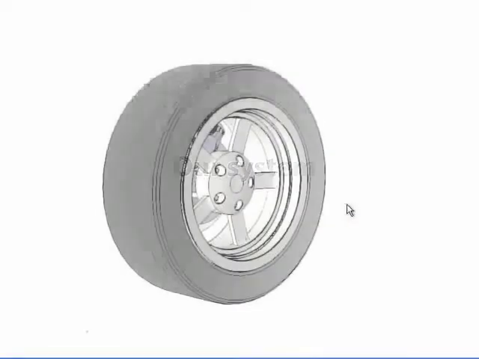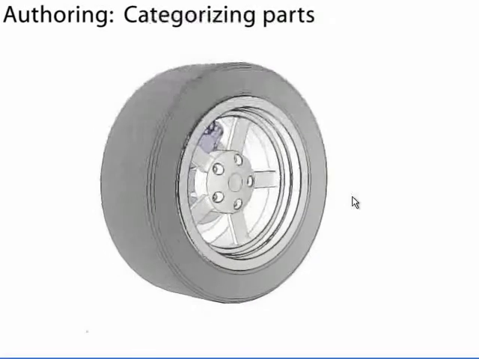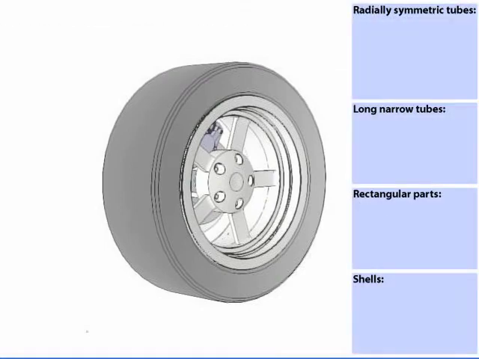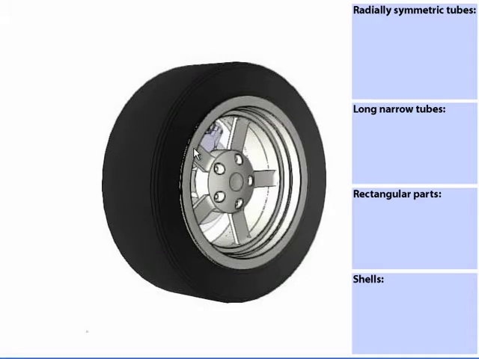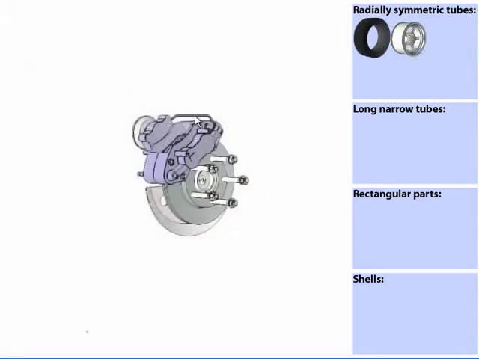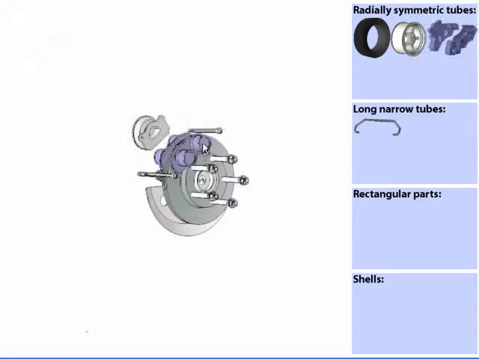We now demonstrate how a user creates an interactive cutaway illustration using our authoring interface. First, the author categorizes each part as one of the 4 geometric types shown on the right. Here, the user selects the tire and rim, and then hits a shortcut key to label them as radially symmetric parts. In this way, the user quickly categorizes every part in the model.